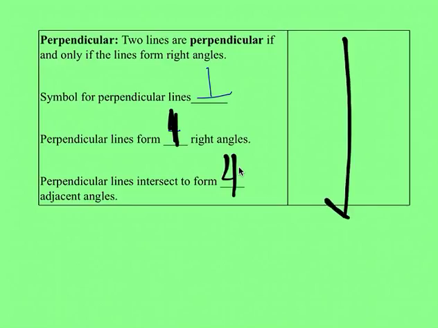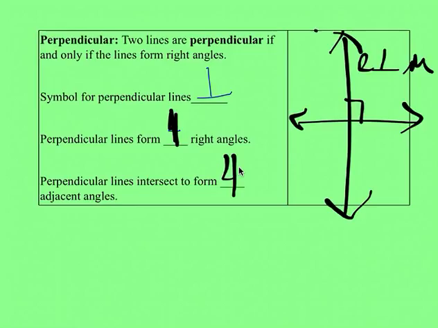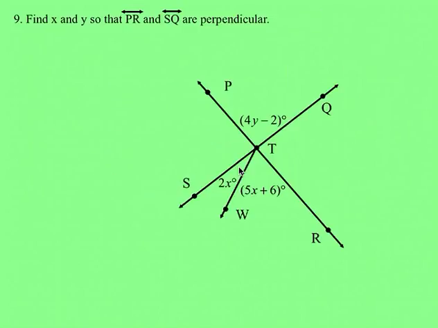So let's go ahead and draw that. So here's that right angle here. So here we say that L is parallel to M if this is line L and that's line M. Okay, so let's go ahead and take a look at one perpendicular example. It gives me that PR and SQ are perpendicular. So that means that this is a right angle and this is a right angle.